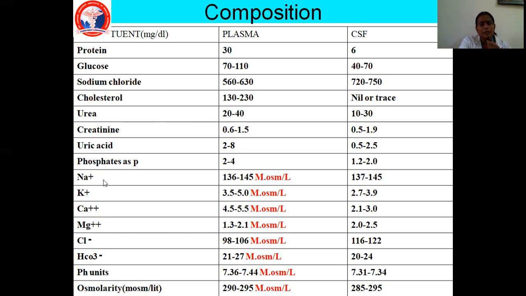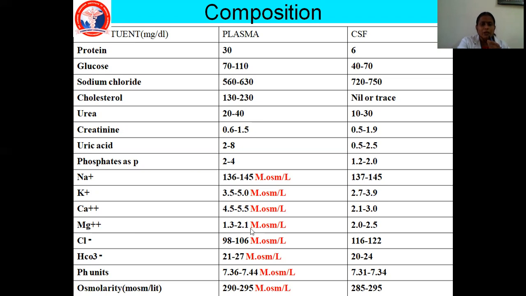The inorganic ions, first one is the sodium ion. It is 136 to 145 milliequivalent per liter in the plasma, but 137 to 145 milliequivalent per liter in cerebrospinal fluid. And potassium ion is 3.5 to 5 milliequivalent per liter in the plasma and 2.7 to 3.9 milliequivalent per liter in the CSF. So the potassium concentration is very less in the CSF when compared to plasma.